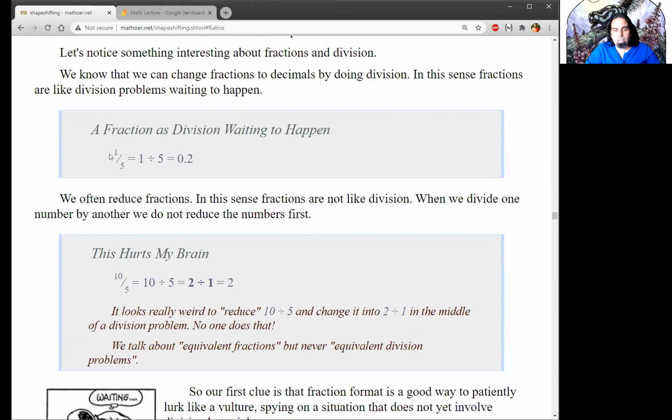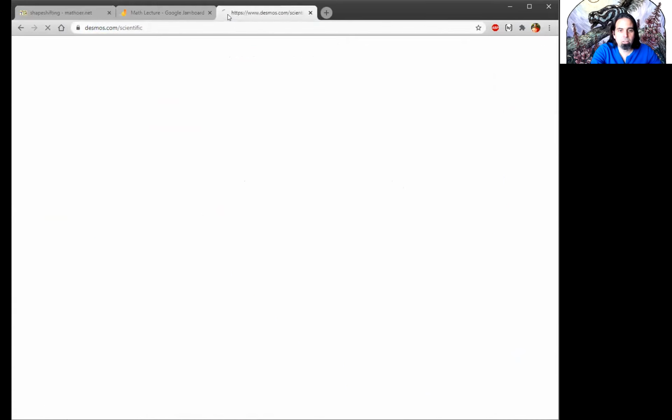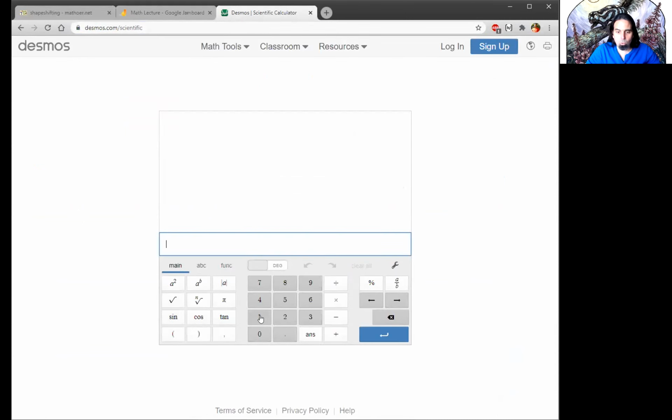So we can take a fraction like 1/5 and say it's 1 divided by 5. Either do that long division, do that on the calculator, and there we go, it's 0.2. I can even get out the Desmos calculator and say 1 divided by 5, and it's 0.2.